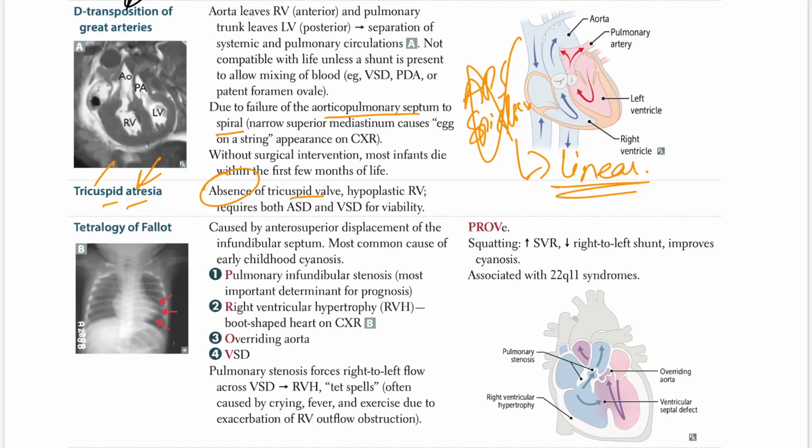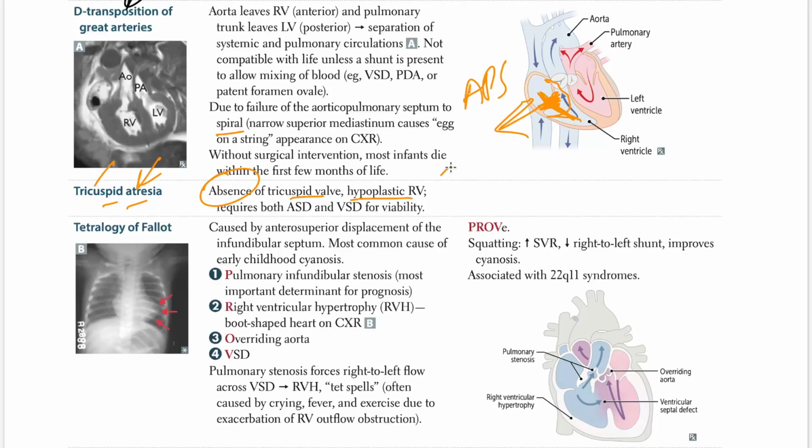It's absence, or it can cause a hypoplastic right ventricle. Because if you just look at any picture you have here, you have this tricuspid valve, right? So if this is not formed or this is absent, the pressure is equalized with the right atrium, so there is hypoplasia of the right ventricle because there's no separate department for it, right? So it's a hypoplastic right ventricle.